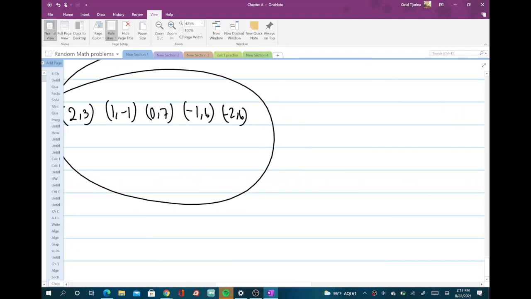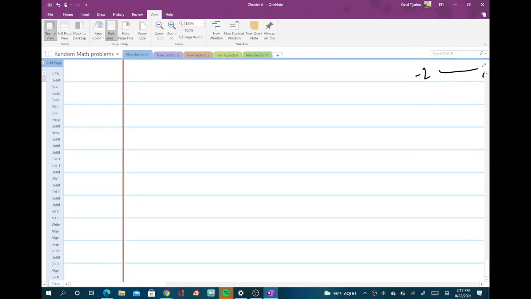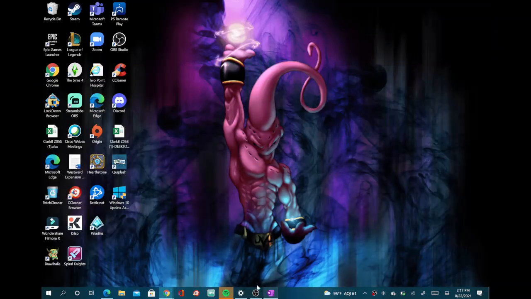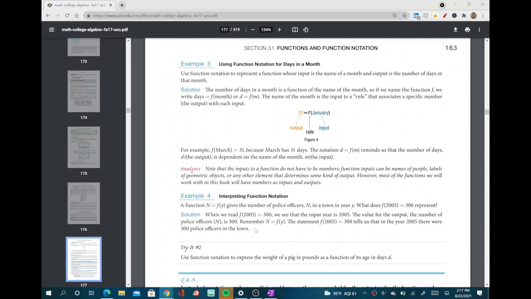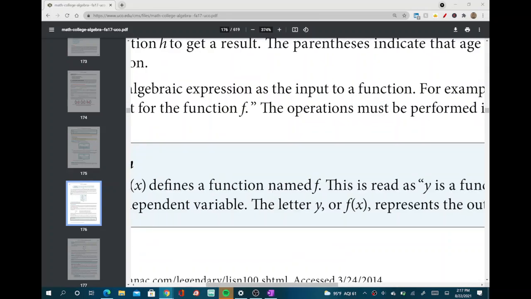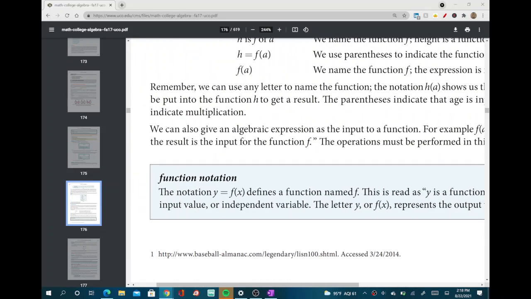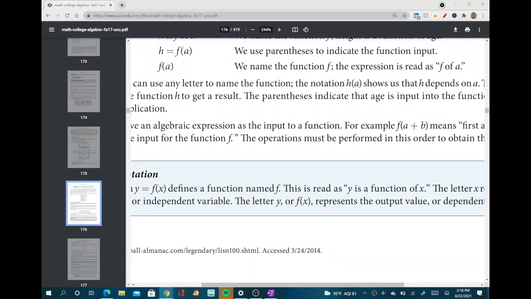So as you can see, this is a function, right? And now there is something called function notation. When we have a function, there's something called function notation. I feel like the book explains it a lot better. So function notation here says, the notation y equals f of x defines a function named f. This is read as y is a function of x.